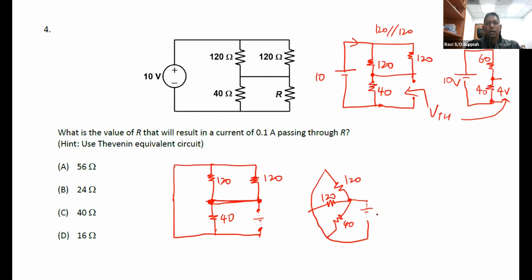All right, so that is basically how the current will flow. It will come out here. Some will go through this 120, some will go through this 120, some will go through this 40. So the effective RTH here is 120 parallel to 120 parallel to 40, which is 24 ohms.